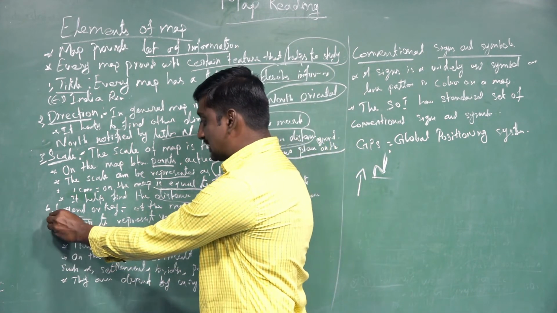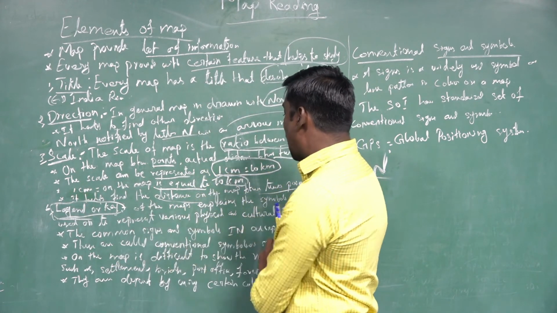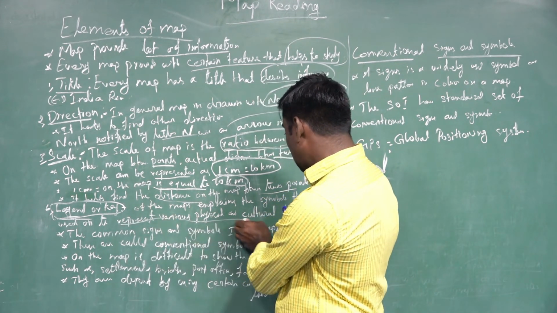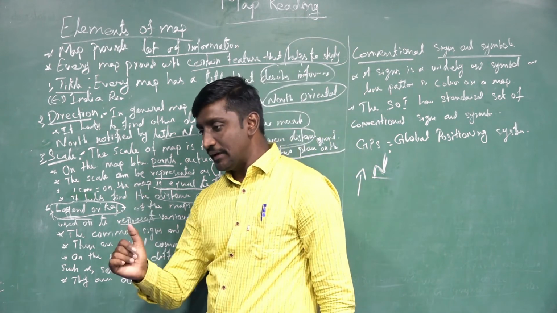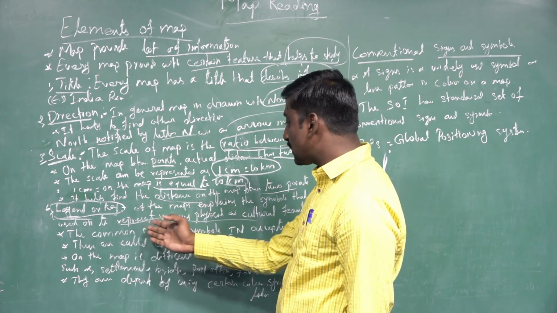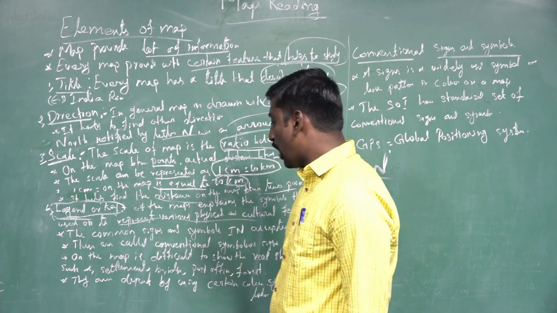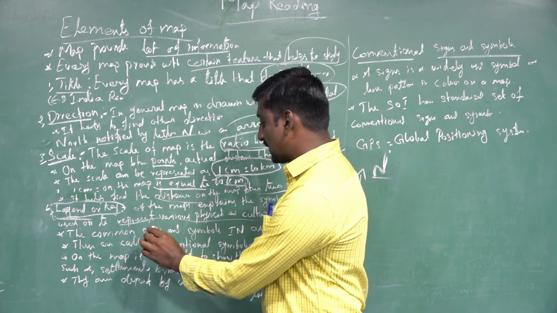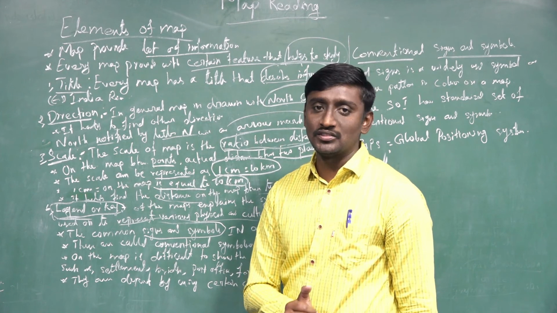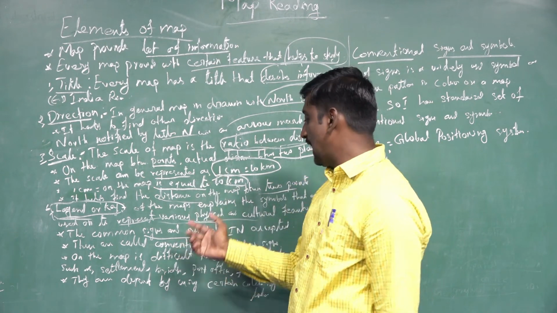And the next one is the legend or key. The key of the map explains the symbols and signs used to represent various physical and cultural features. The key is very important. The common signs and symbols are internationally accepted.